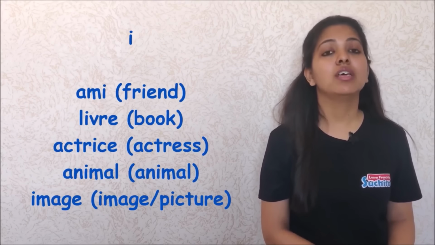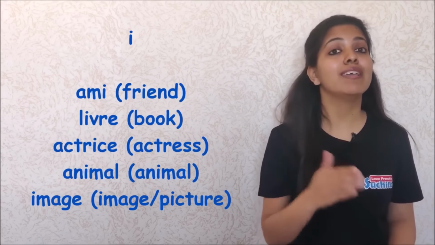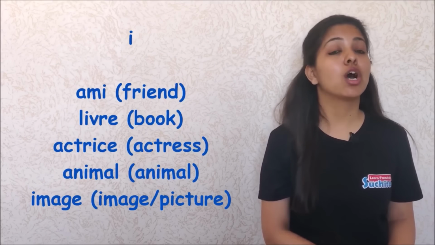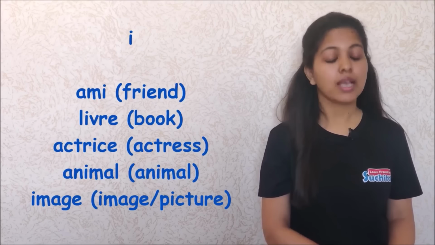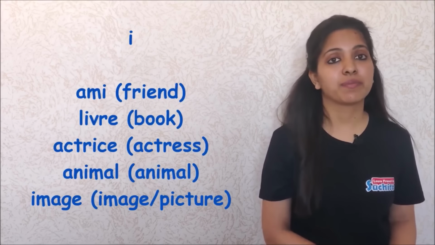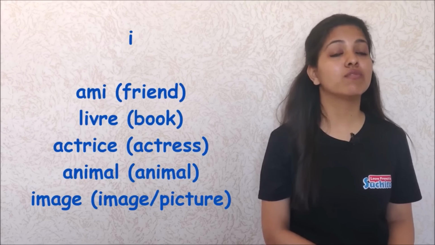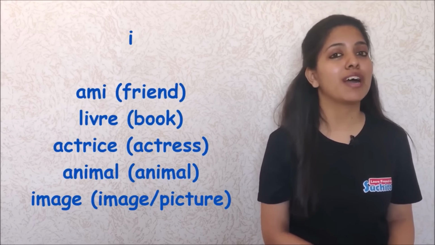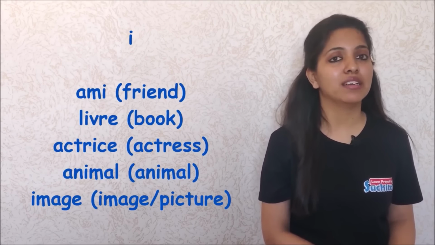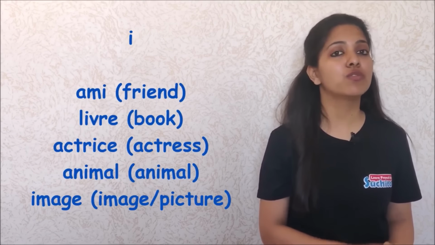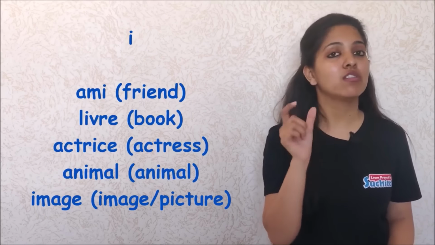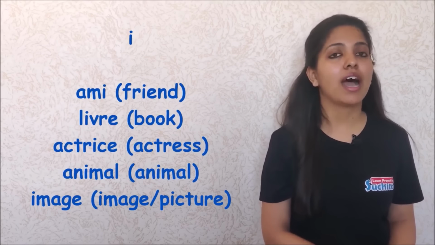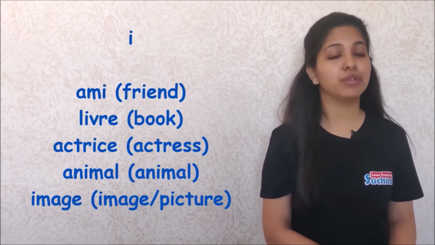Livre. So, Li is li. Livre, which means a book. Actrice, which means an actress. On continue avec animal. You see, after N we have I, so the sound becomes ni. So, animal, which means an animal.